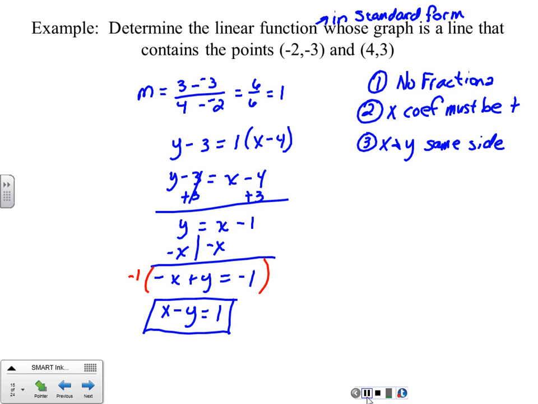Okay, so if I ask you to write a linear function, what's the first thing you've got to know? Slope. And sometimes I'll give it to you and sometimes I won't. But if I don't give it to you and I give you 2 points, you can find it, right? Use that formula.